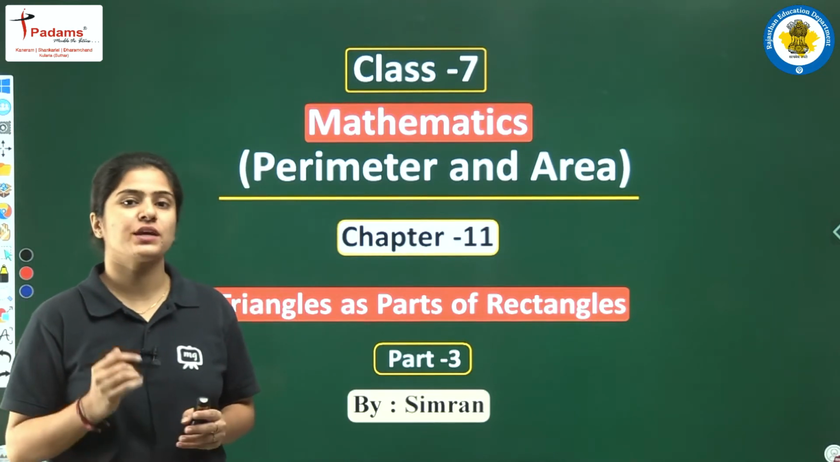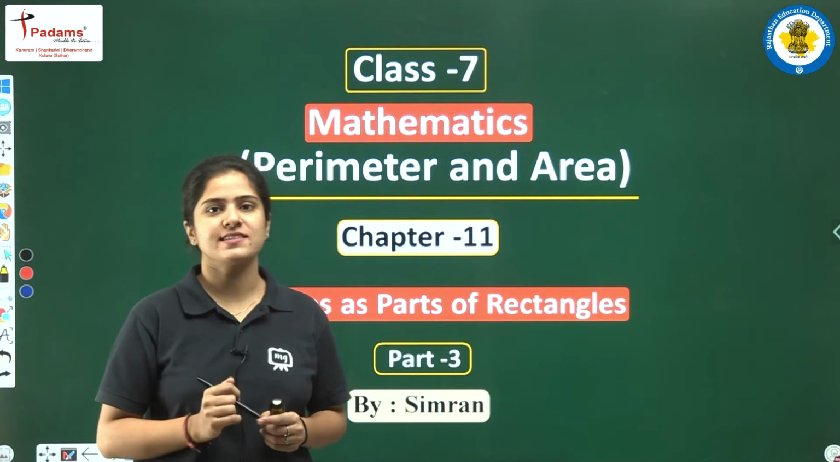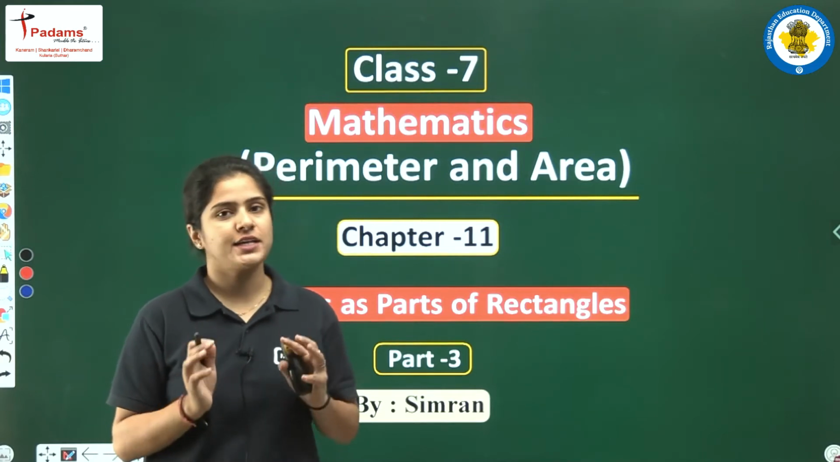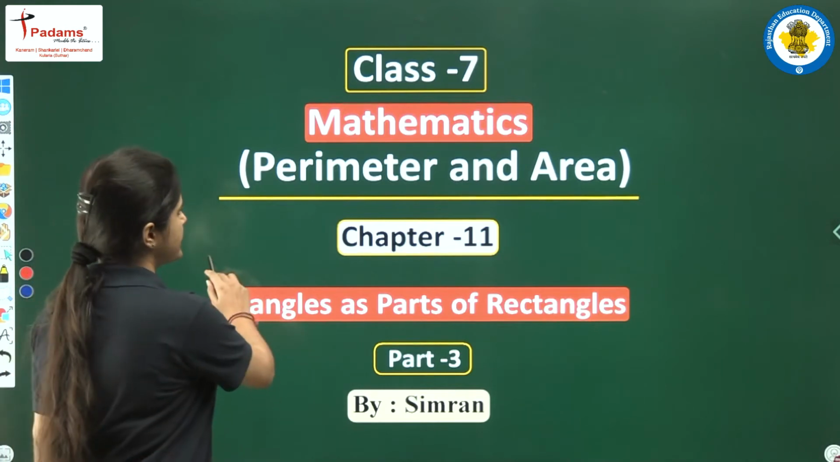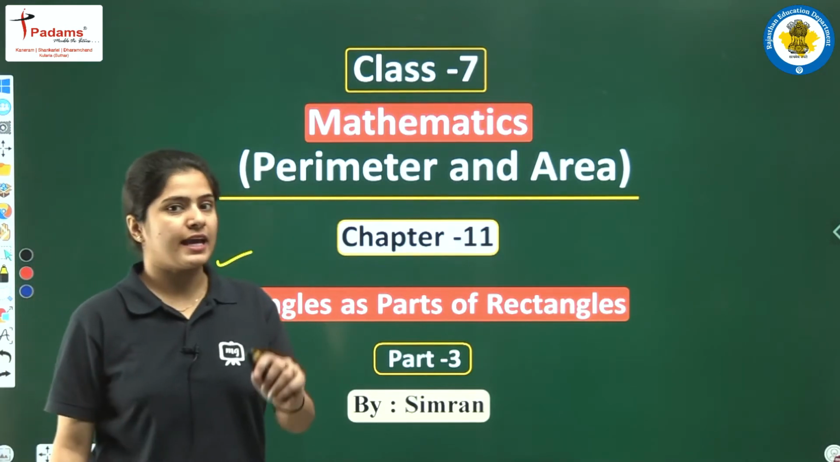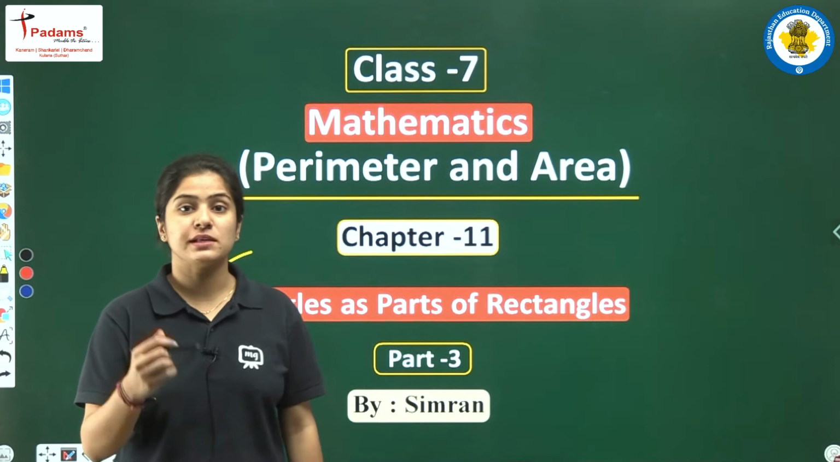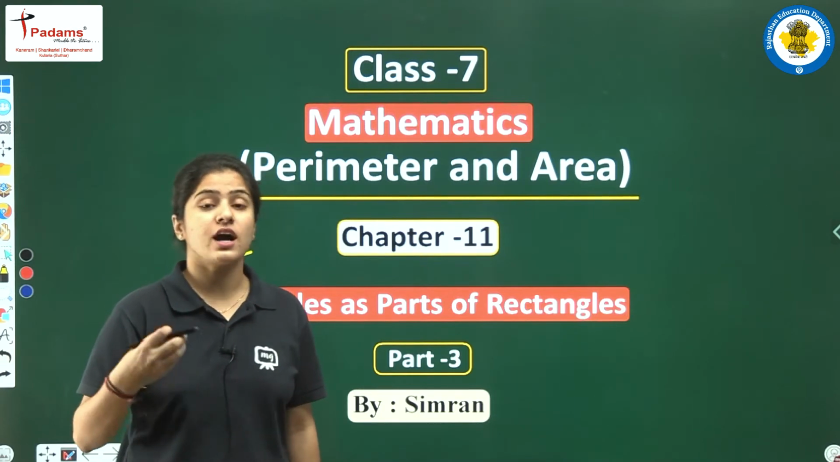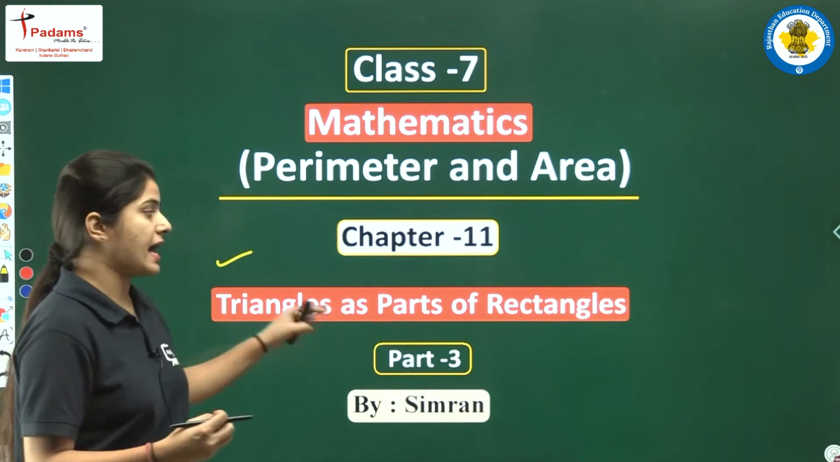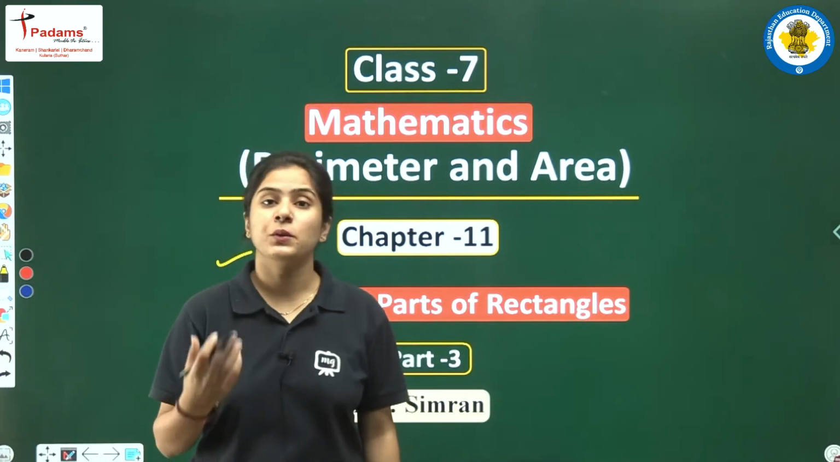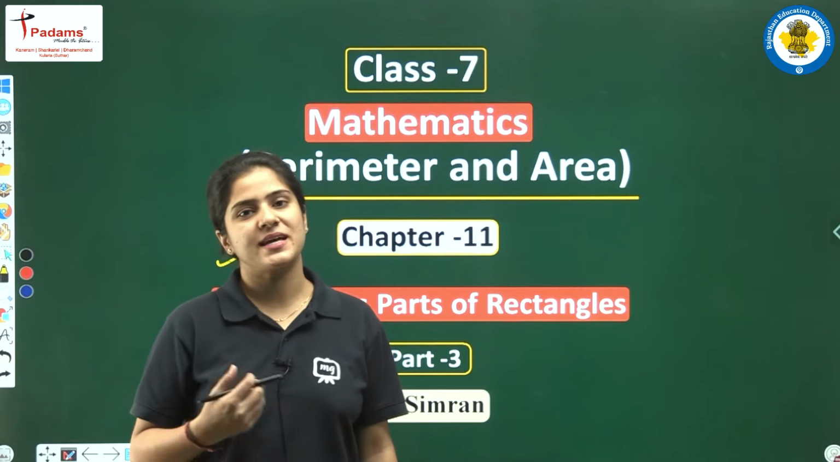Students, in the last class we have already completed exercise number 11.1, and today we are starting a new exercise of this chapter, that is 11.2. In this exercise, students will learn what the area of a triangle is if we consider the triangle as part of a rectangle. We'll also learn about the area of parallelograms and so on.